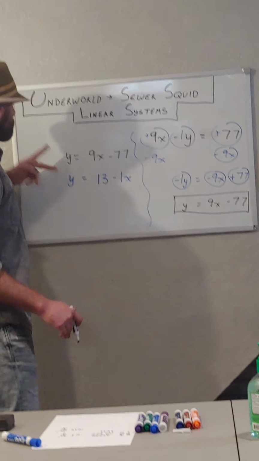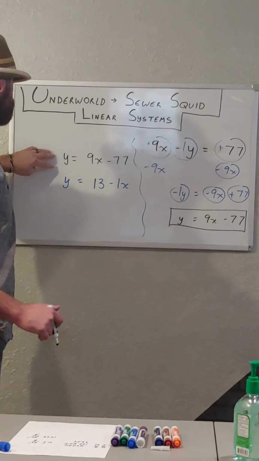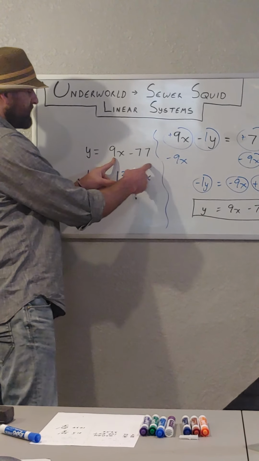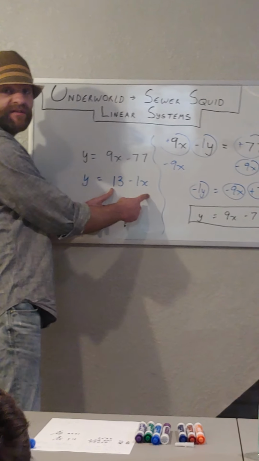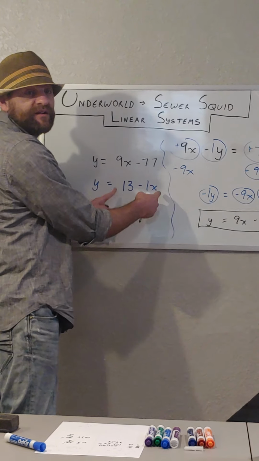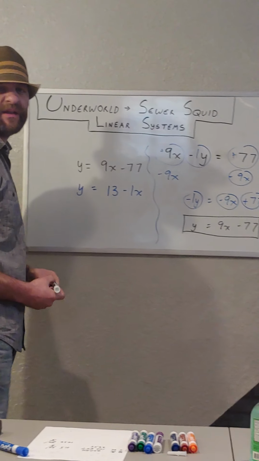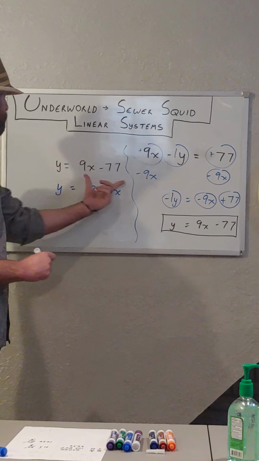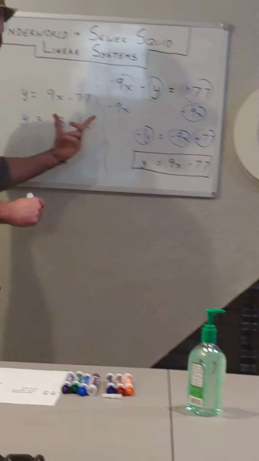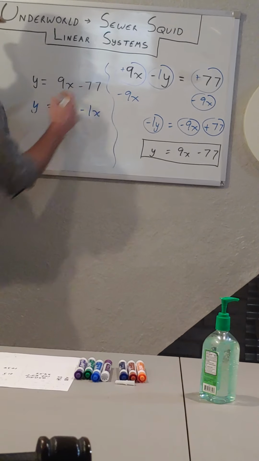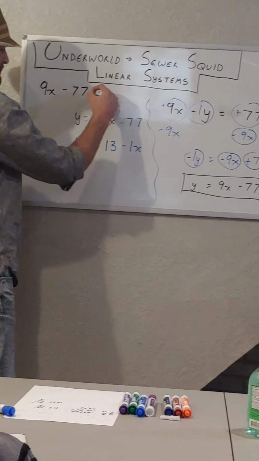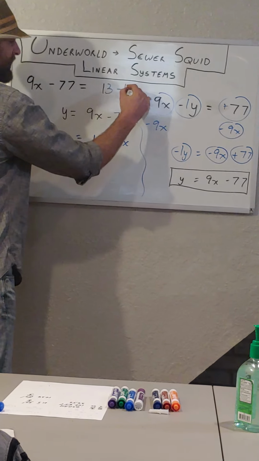So what I'm going to do, because they're both equal to y, so if y is equal to this, and if y is equal to this, then shouldn't that mean that this and this are equal to each other? If you guys are able to see what I mean by that. They're both equal to y, so they're both equal to each other as well, right? Okay, so then that means I can set up an equation that looks like this. 9x minus 77 equals 13 minus 1x.